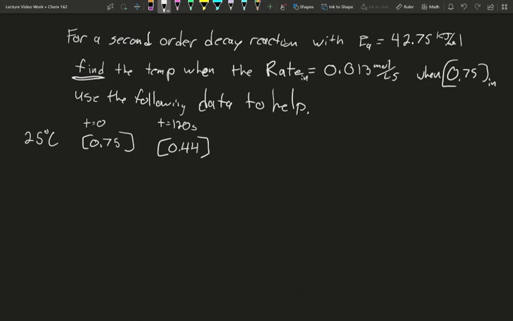Unfortunately, this wasn't the right temp. When the calculations were done, this student had been wrong. It wasn't 25 degrees Celsius. So using this info, can you find at what temperature our rate should be 0.013 moles per liter per second? Go ahead and pause, troubleshoot this for a minute, and come on back.